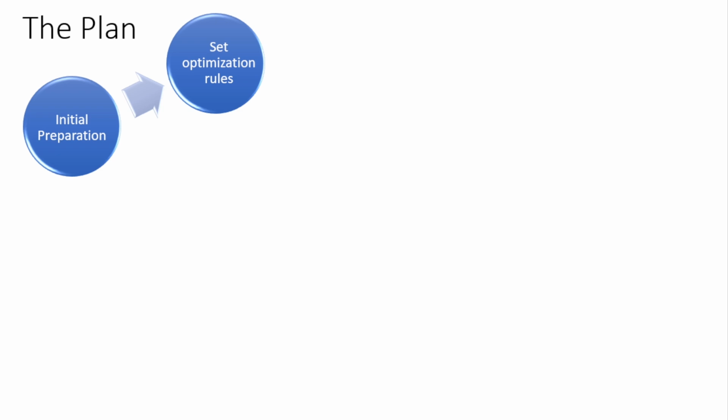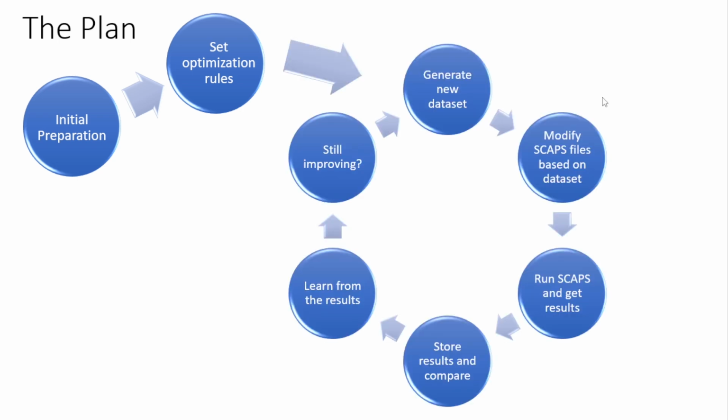So let's look at the plan of what we're going to do today. We need to do some initial preparation, such as the naming conventions and making the device materials separately. I'll go through all this process. Then we will have to set some optimization rules, for example, the range of thickness between which the model will try to optimize the best device. And then the model will generate a new dataset.